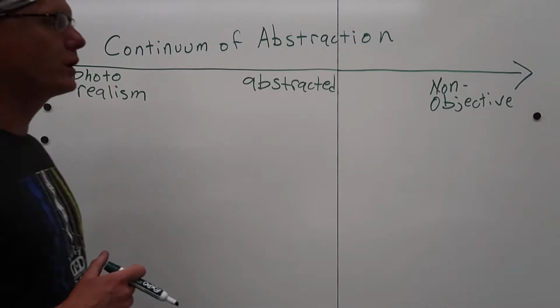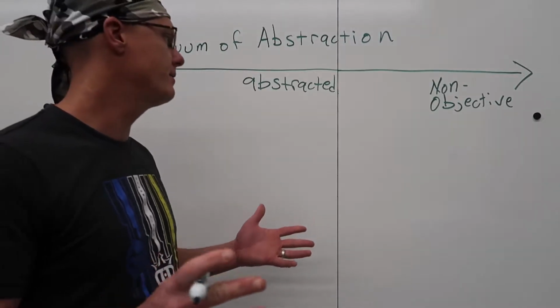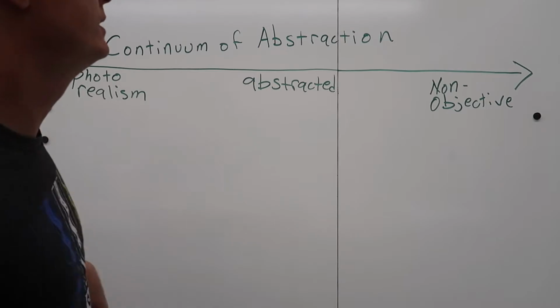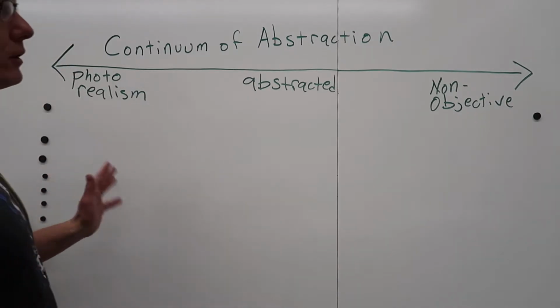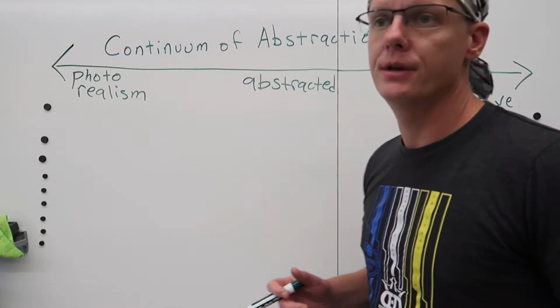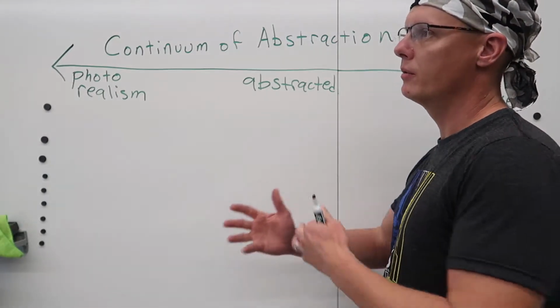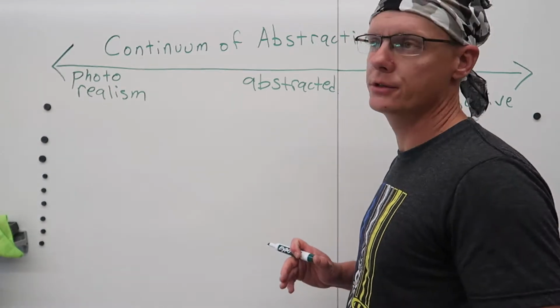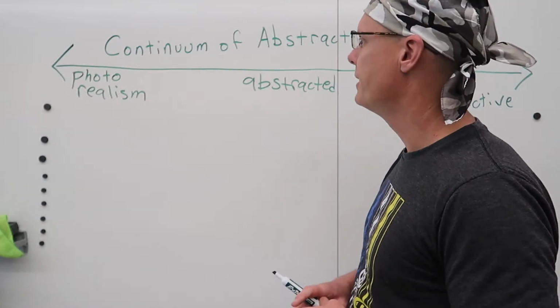Okay, so we're continuing on with painting methods, and I'm introducing what's called the Continuum of Abstraction now. I like to talk about artistic styles when it comes to painting because it seems like painting has a wider variety of this, but it can work in all different art forms, whether it's drawing, printmaking, sculpture.